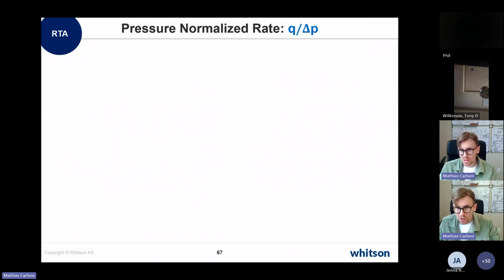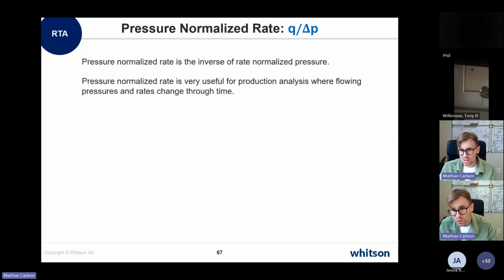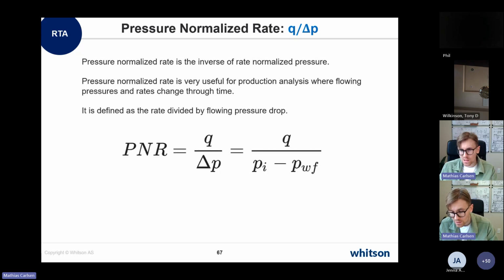When you do analytical RTA, it's very common to also look at, you remember on the y-axis we plot rate normalized pressure. If you just turn those upside down, it's the so-called inverse of that. That's what we call the pressure normalized rate. And that's just the inverse of rate normalized pressure. It's very useful for production analysis where flowing pressures and rates are changing over time. And it's defined as the rate divided by the flowing pressure drop. So it's basically this guy.